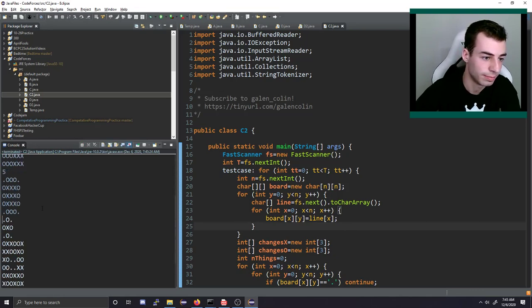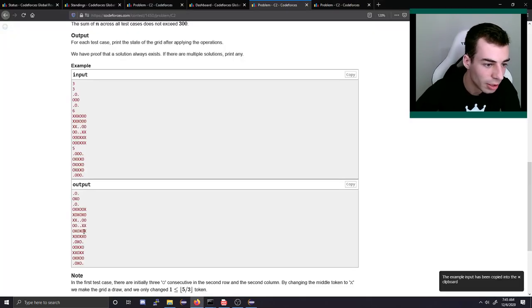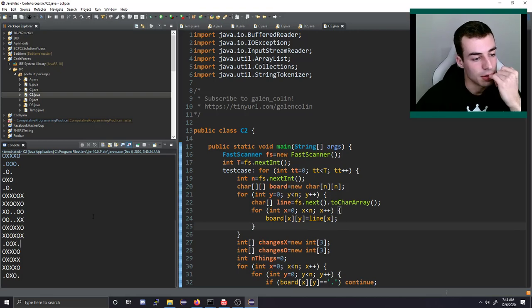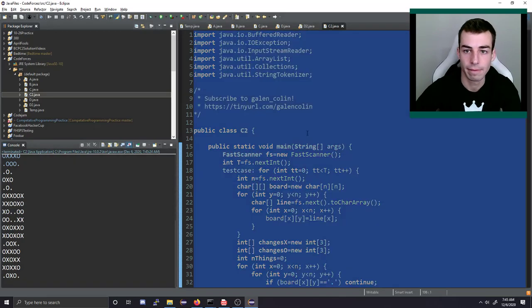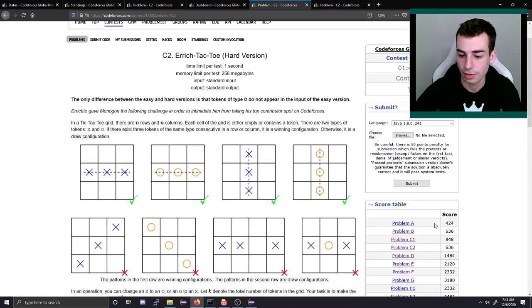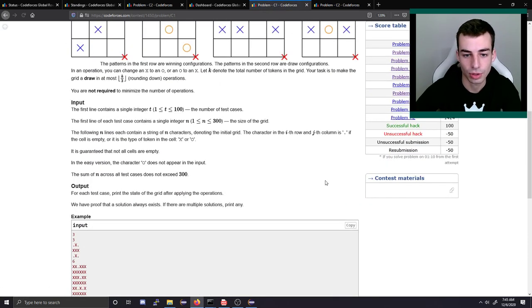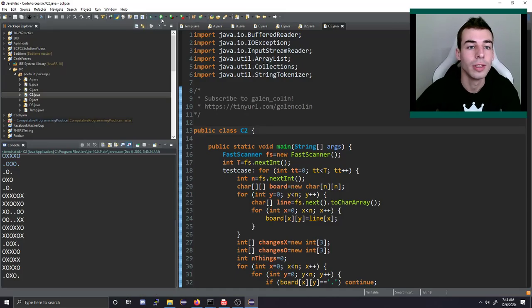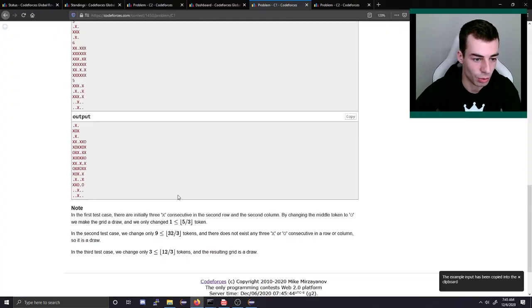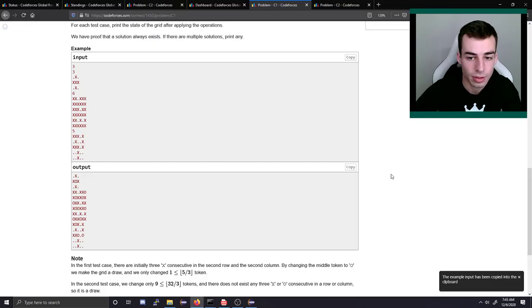We did it. Ladies and gentlemen, we've done it. I think that's just a submit. Let's run it on samples for C1. For C1, it's the same thing. It's the same solution. Oh, that's so cool. Yeah, I think I'm going to take the risk and just submit this.